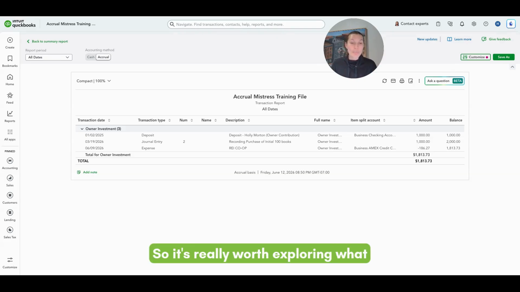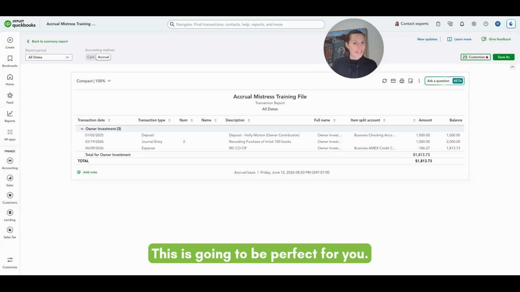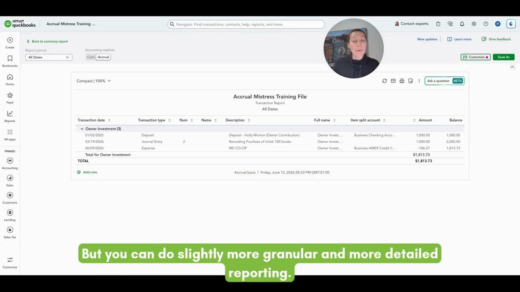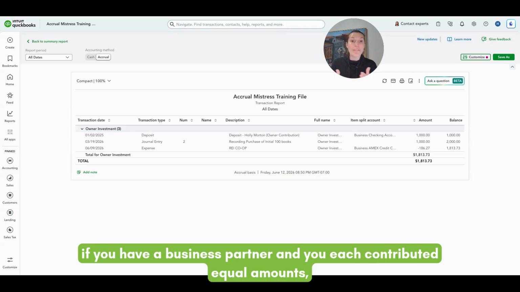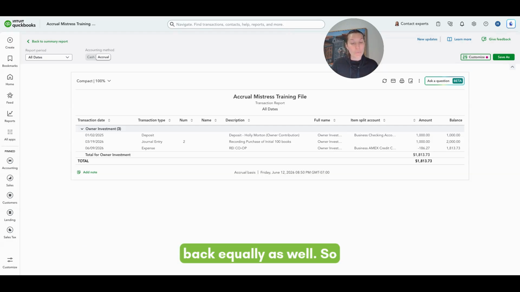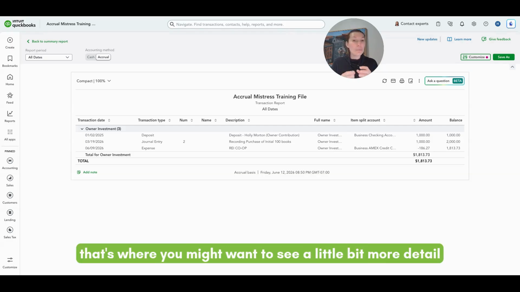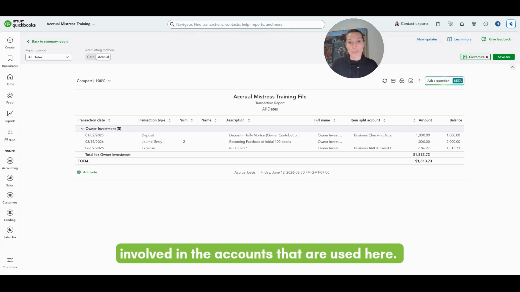So it's really worth exploring what you want these reports to tell you. If you just want to know broad strokes, how much you contributed to your business and therefore how much you can take back out, great. This is going to be perfect for you. But you can do slightly more granular and more detailed reporting. And if that will be necessary, for example, if you have a business partner and you each contributed equal amounts, you would want to make sure that you are being paid back equally as well. So that's where you might want to see a little bit more detail and a little bit more specifics involved in the accounts that are used here.